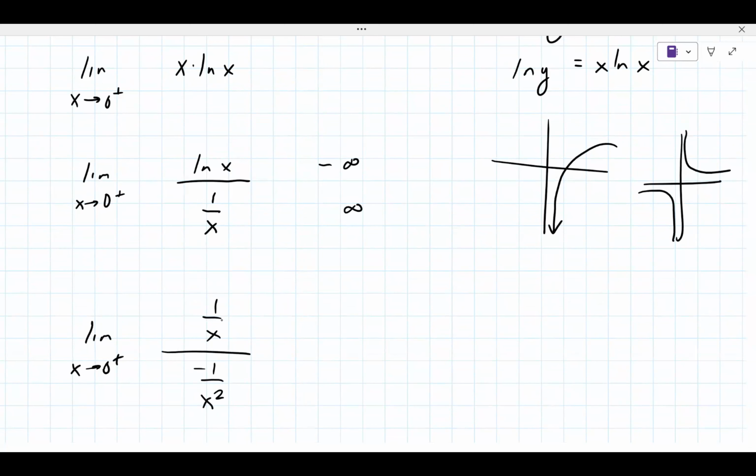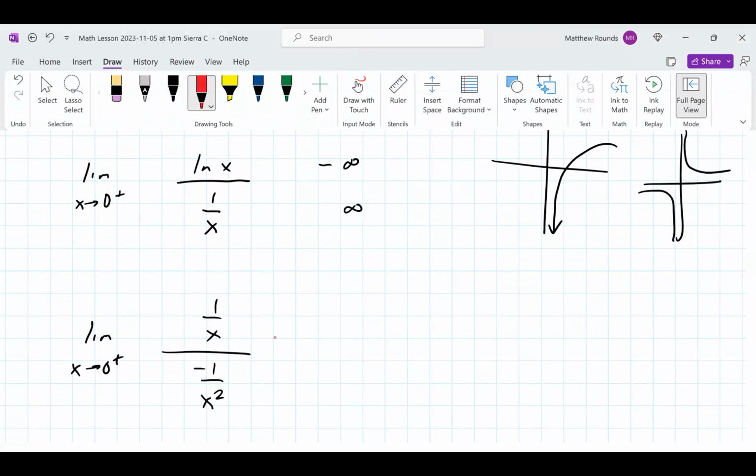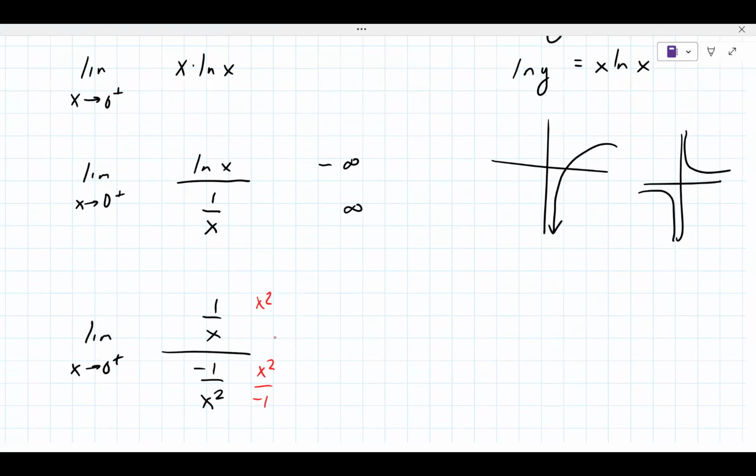And then what does this reduce to? That's kind of a key thing here. This is from your previous courses. You multiply top and bottom by the reciprocal of the bottom. x squared over -1. So what does that simplify to?